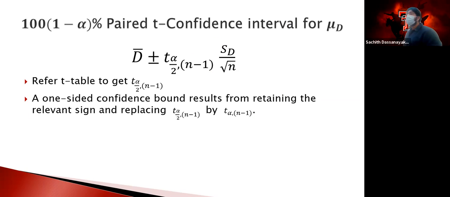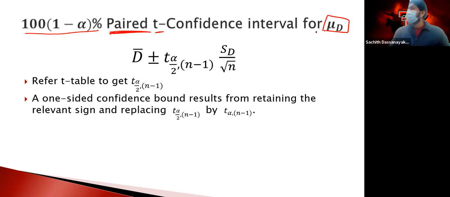So we have to find the confidence interval as well. Hypothesis test, then confidence interval, always 100 times 1 minus alpha percent confidence interval. Here it's the paired t confidence interval. Why t? Because we are using the t table. Why paired? Because they are pairs. Confidence interval for mu d. Mu d means mu1 minus mu2.